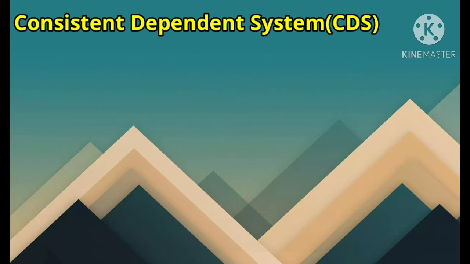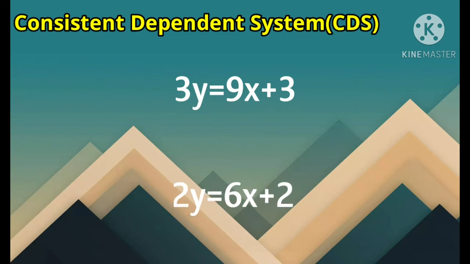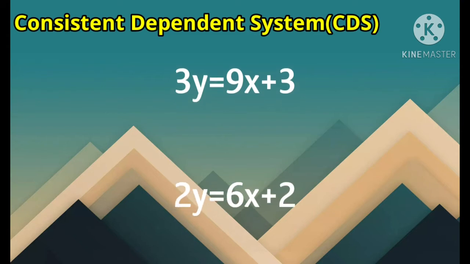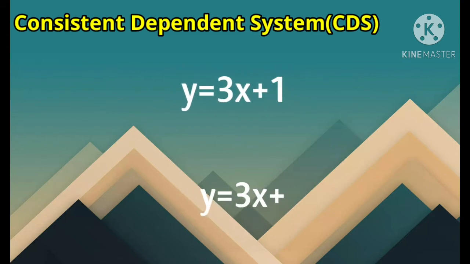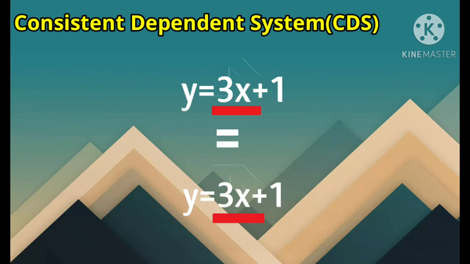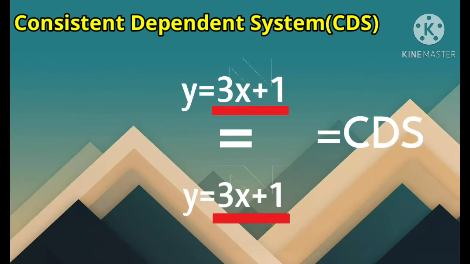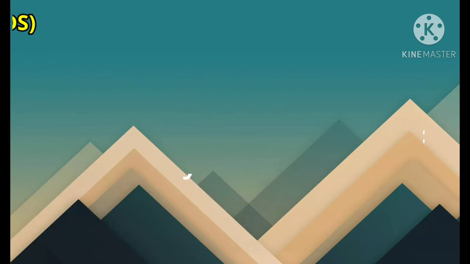Another example would be 3y equals 9x plus 3 and 2y equals 6x plus 2. When we solve both of these equations, we get two equations that have the same slope and y-intercept value. Therefore, they are a consistent dependent system.